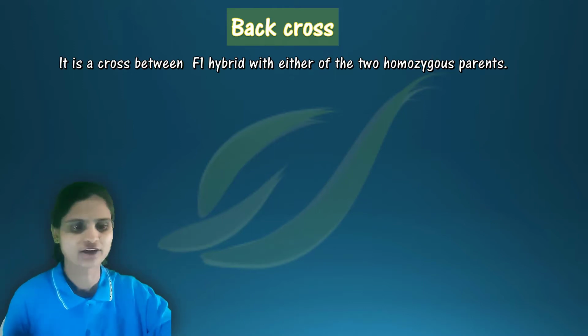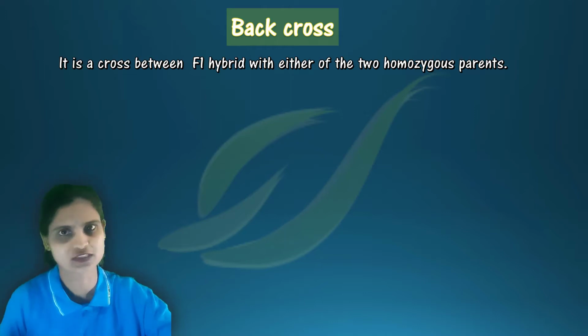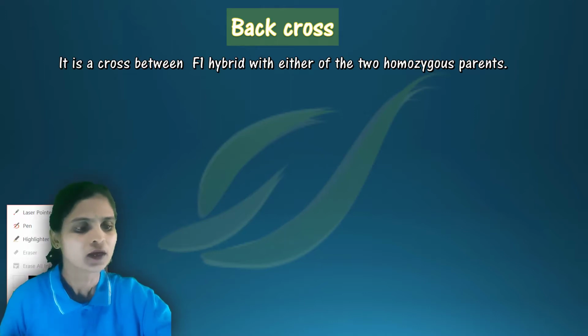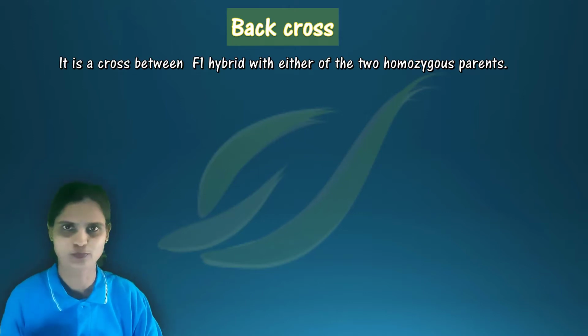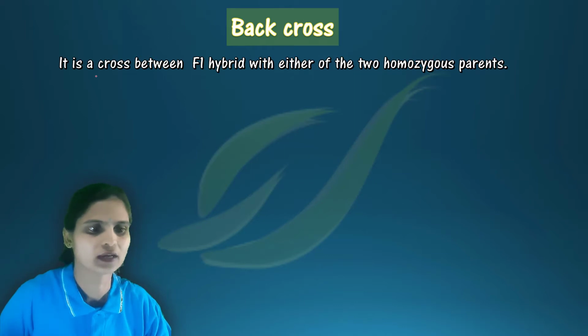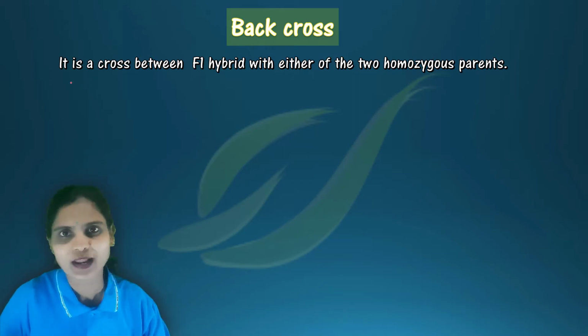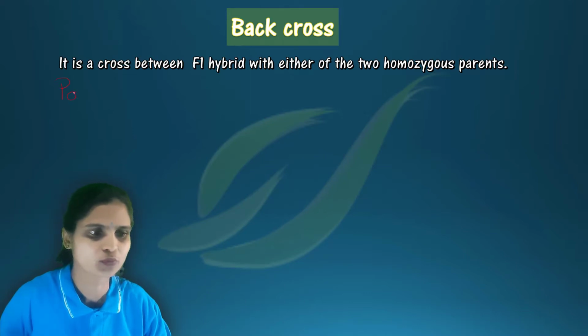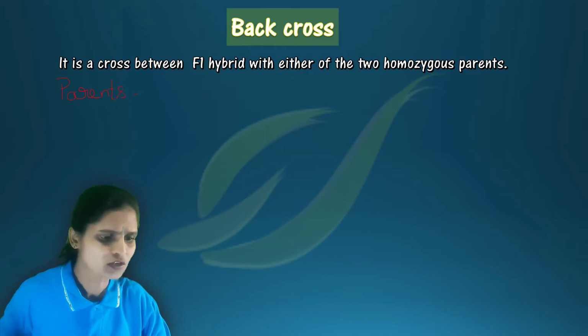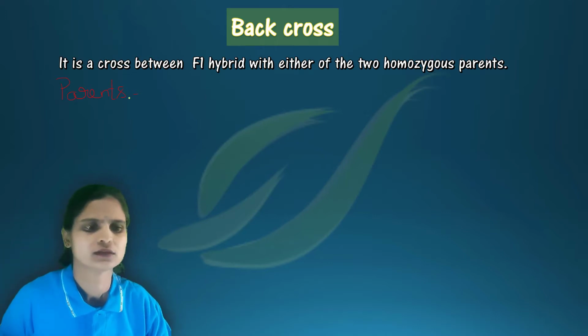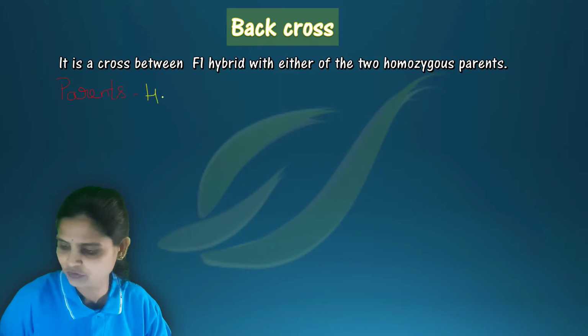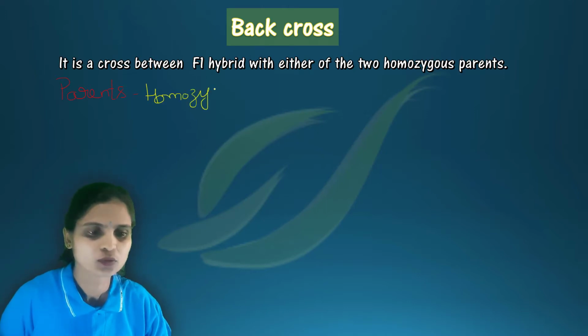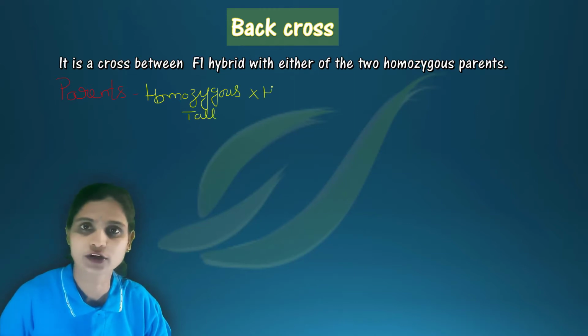As we know, we have studied an example of a monohybrid cross, which is a cross between a tall plant and a dwarf plant. Here also we are going to discuss the same thing. Now imagine the parents: a cross is made between homozygous tall and homozygous dwarf, as we have already learnt many times.